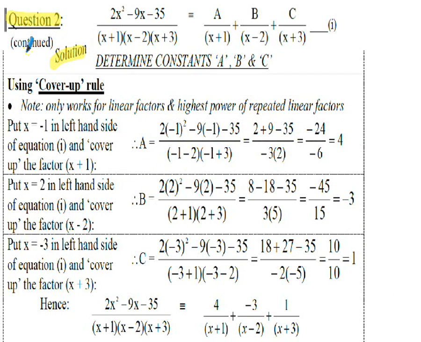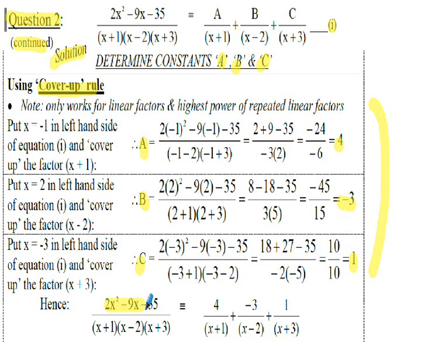Question 2 solution is continued here, just repeated equation 1 for convenience from the previous slide. I will let you review the solutions for the constants a, b and c. In this case, again, the cover-up rule is being used here. You should find the value of a is 4, the value of b is negative 3, and the value of c is 1. I'll let you review the arithmetic at your own pace.